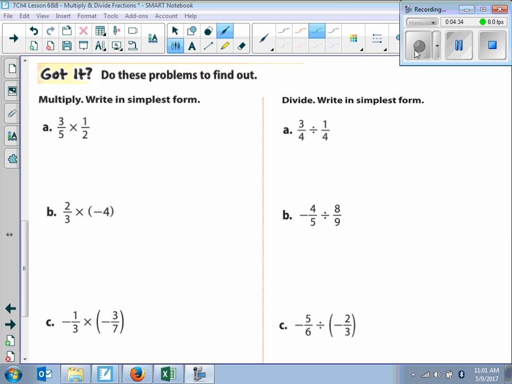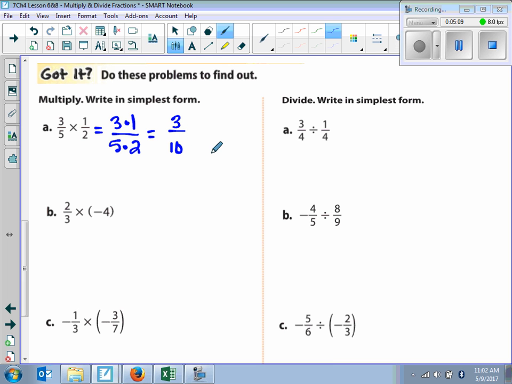So once again, with multiplication, you're going to multiply straight across. And then if you can, of course, you're going to simplify before you multiply. Can I simplify in example A? No. So we're going to multiply straight across. So we have 3 times 1 over 5 times 2. You only have to write this once in your notes. Because if it's this simple, when you do your homework, all you have to do is just do the multiplication. So this is going to be 3/10.